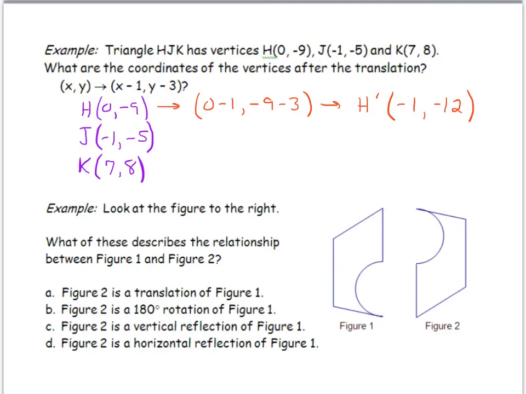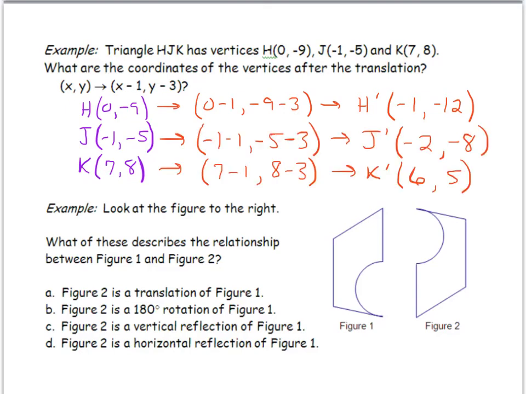Why don't you go ahead and try the other points out, and we'll see if we end up getting the same answers. So, taking a look at J prime, hopefully you ended up getting -2, -8. And for K prime, you ended up getting 6, 5. So remember, when you're doing translation and they give you a rule like this, pay attention. It's telling you exactly what you should be doing to your x values and what you should be doing to your y values. So for my answer, I'm looking for you to list all of those new coordinates.